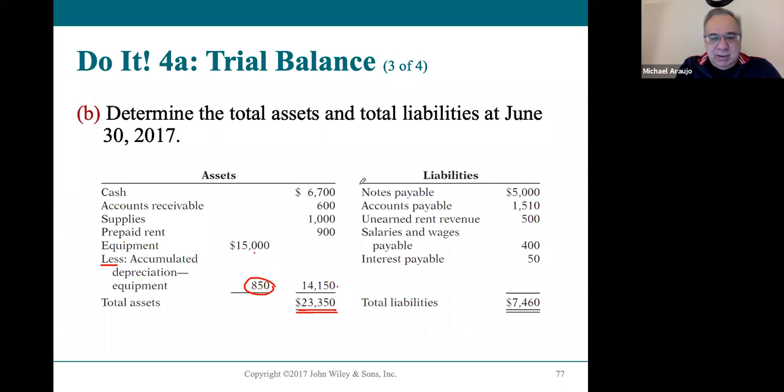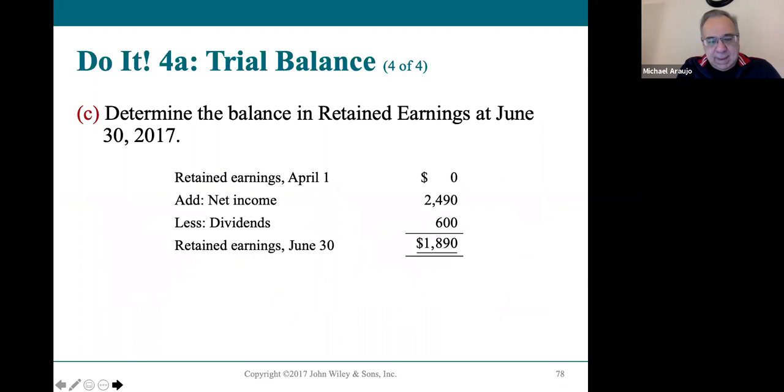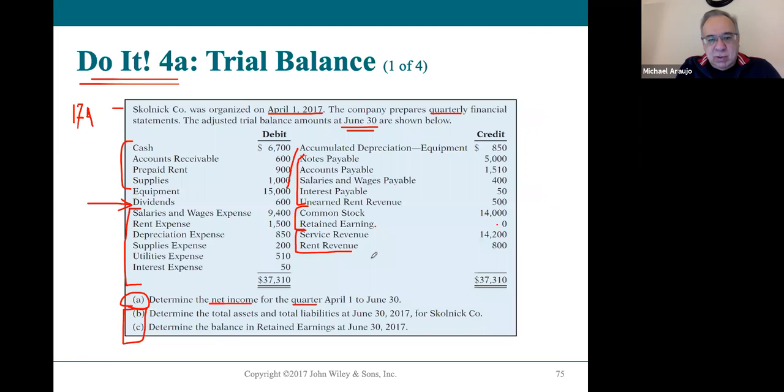Your liabilities are listed pretty clearly. You have total liabilities of 7,460. Clearly, the difference is going to be your stockholders' equity. Retained earnings was 1,890. You add that to your common stock account of 14,000 and you'll balance.